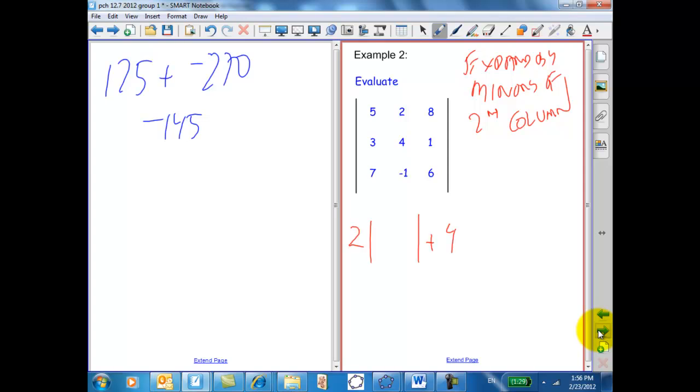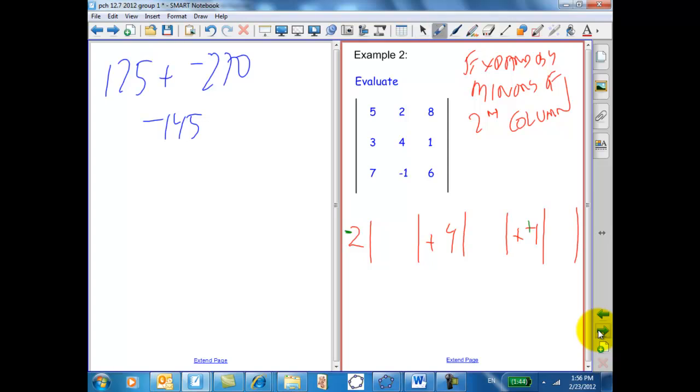2 plus 4 times the minor of 4 plus negative 1 times the minor of negative 1. Now, is 4 negative? Any adjustments? 4 is negative? No, sir. 2 and negative 1, so this is negative, and this we change back to being positive. See that? All because we're taking the second column now.